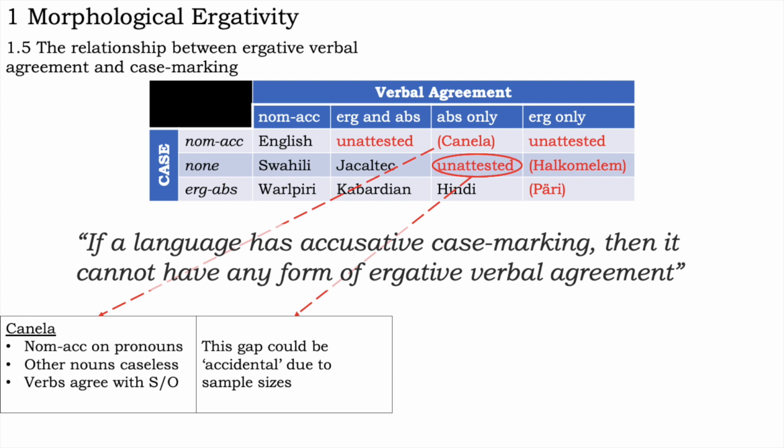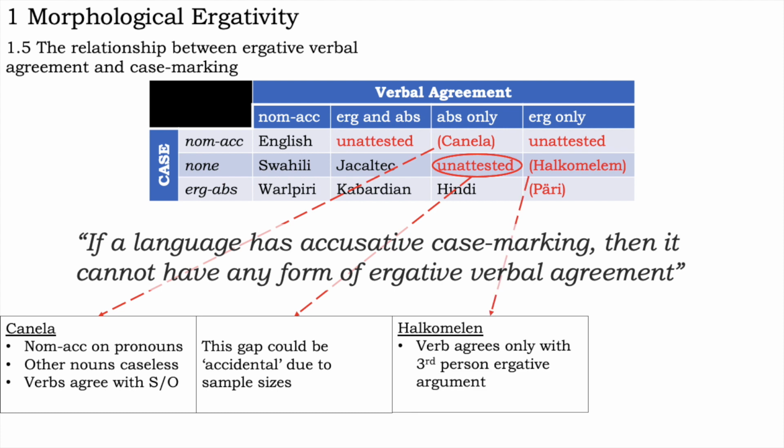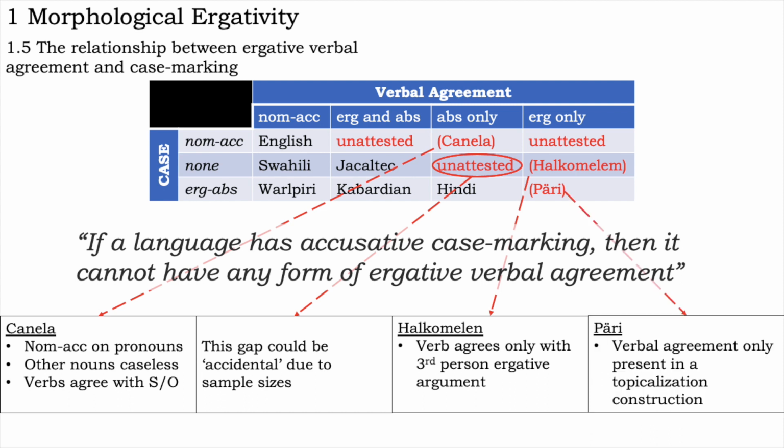For the reasons described earlier in section 1.3 on markedness and case marking, there should be no languages where the verb agrees with the ergative argument alone. Such a situation would be akin to an accusative language in which agreement is only with the accusative argument. There do seem to be at least two partial exceptions to this general rule, but both are unusual cases. In Halkomelem, the verb only agrees with the third-person ergative argument, while in Pari, described in more detail later, the verbal agreement is only present in a particular topicalization construction.